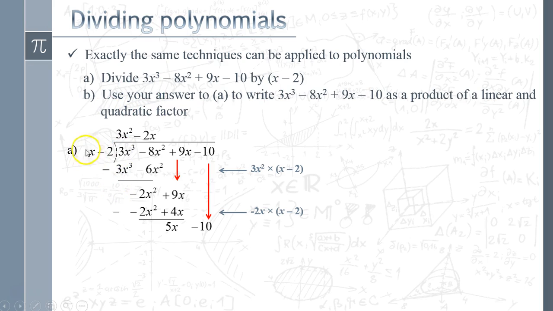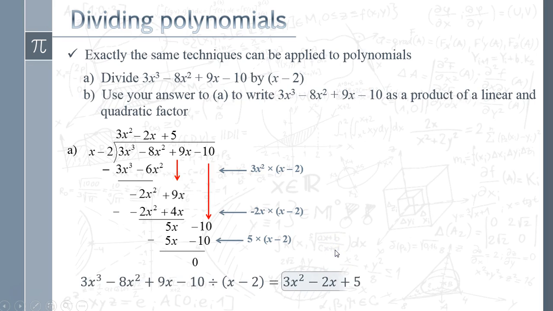How many lots of x minus 2 are going to fit into 5x minus 10? Well, the answer to that is 5 of those. And here you'll notice we've got two expressions the same, so when we do the subtraction, we end up with 0. That's why that 0 is important, so you can see we've ended up with 0, which means x minus 2 goes into this cubic exactly. It means that x minus 2 is a factor of 3x cubed minus 8x squared plus 9x minus 10.